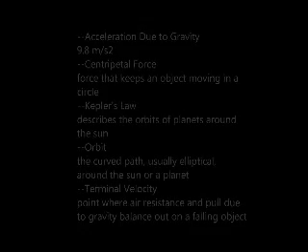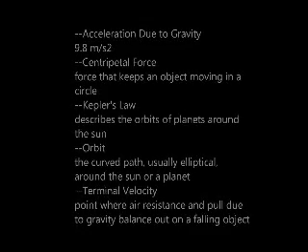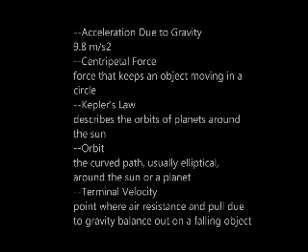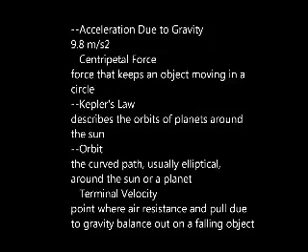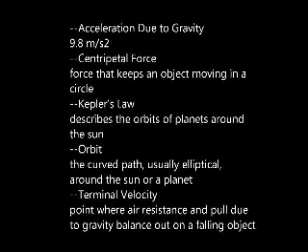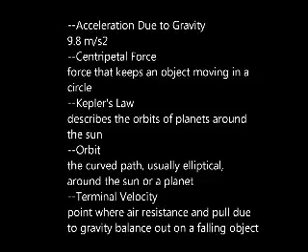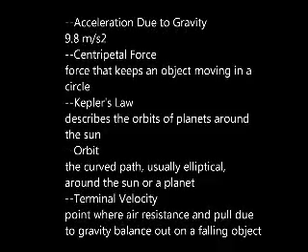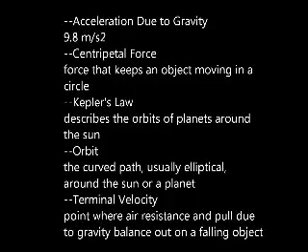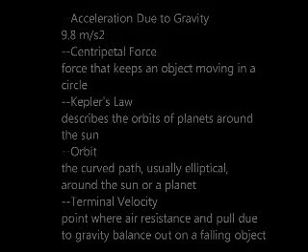The acceleration due to gravity is 9.88 meters over second squared. The centripetal force is a force that keeps an object moving in a circle. Kepler's law is a law that describes the orbits of planets around the sun. An orbit is a curved path, usually elliptical, around the sun or a planet. Terminal velocity is a point where air resistance and pull due to gravity balance out on a falling object.